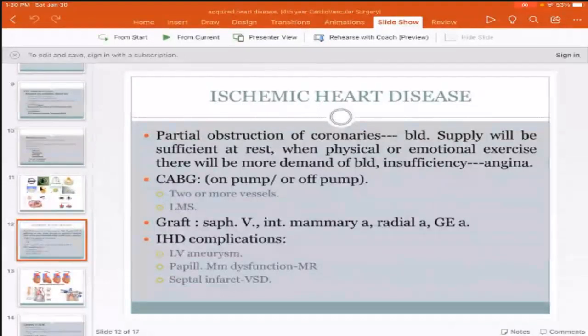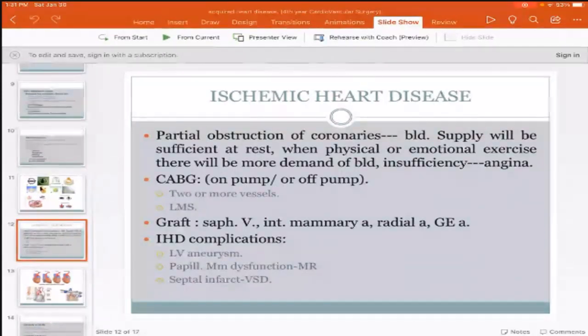Now, in ischemic heart disease, first of all, the normal indication for CABG is when the left main coronary artery is affected. Second, when the proximal part of the LAD, left anterior descending artery, and the ostium of that one are affected. This is also an indication for CABG, always preferable.